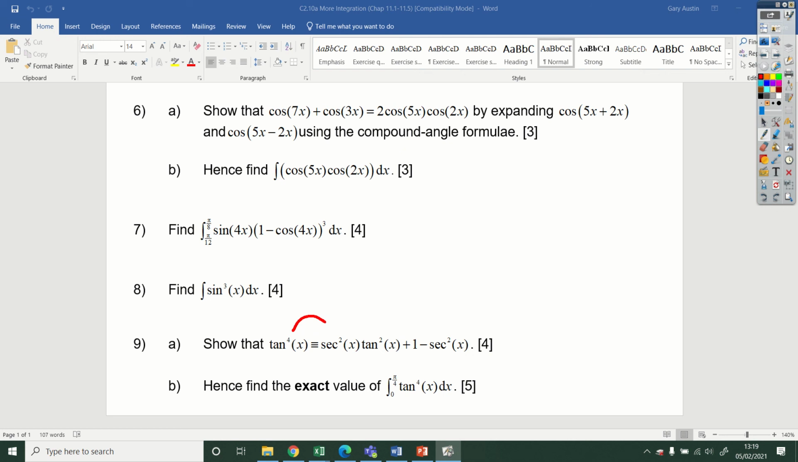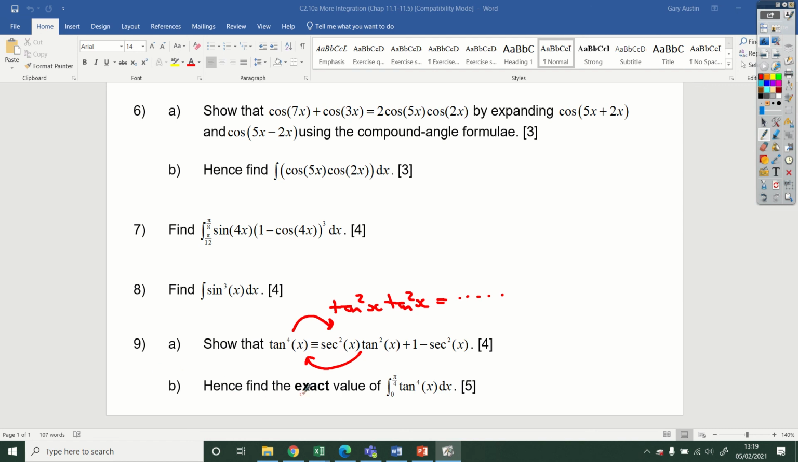But if you want to go left to right, you're going to be wanting to do something similar to question 8 in splitting up this power, like this, and then using further identities to get sec squareds out of all of this and turn it into the right-hand side. If you want to go backwards, you're going to be using some identity that links sec squared with tan squared. I'm sure that if you look back through your notes, you'll be able to find that one.